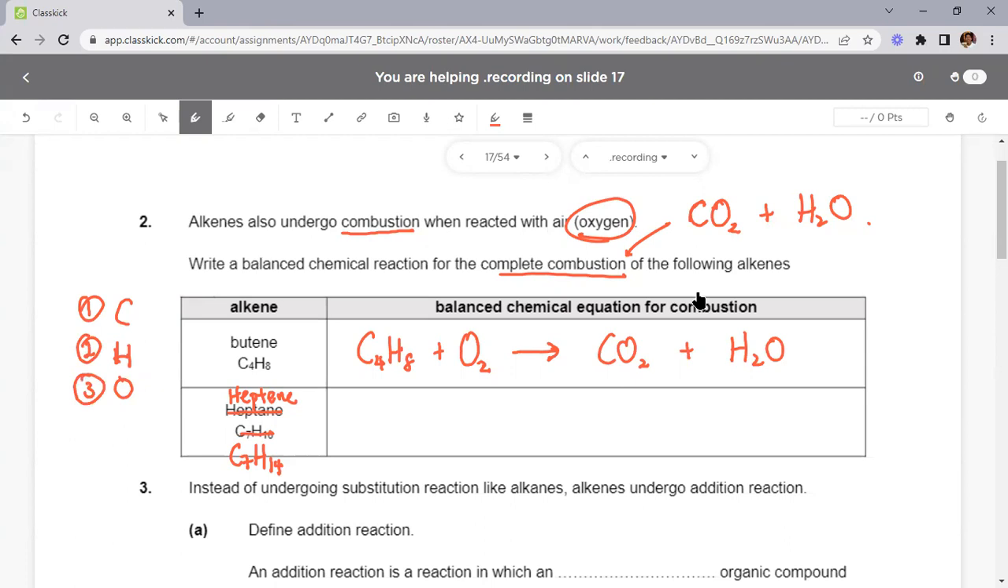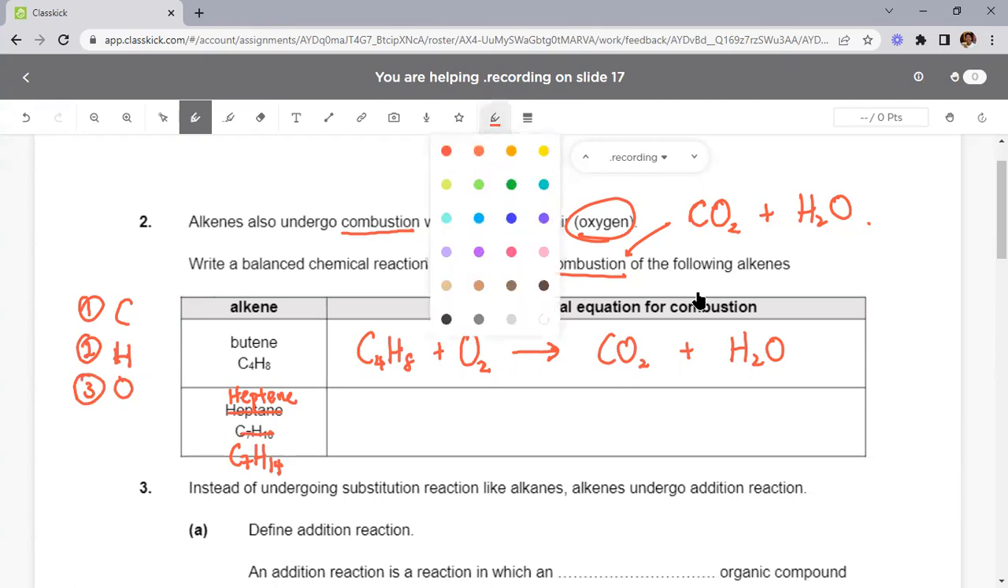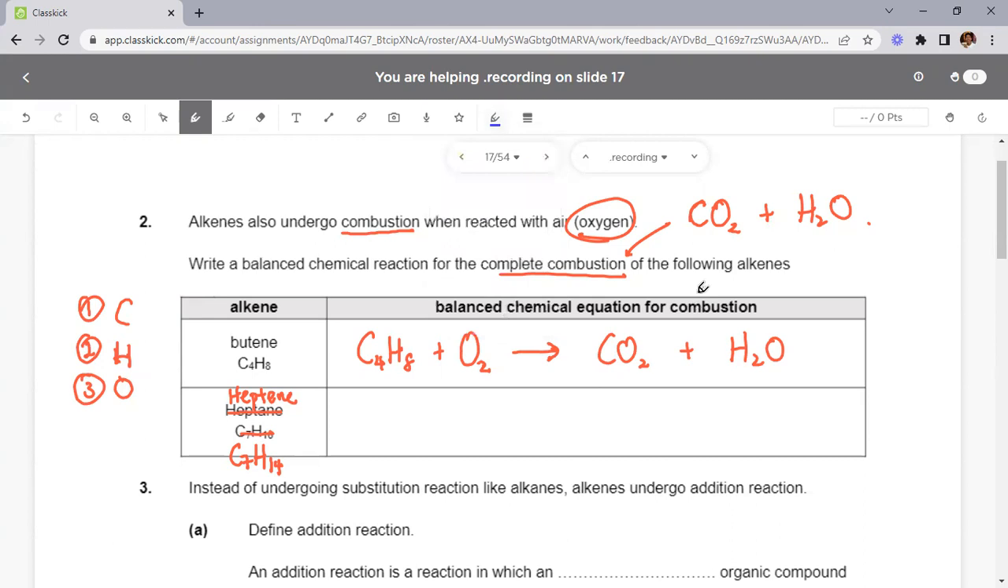So I'm going to show you how to do it. I'm going to use blue to indicate the balancing. I've got 4 carbons on the left-hand side, so for CO2 I'm going to put a 4 over here, because the only way to increase the number of carbons on the right-hand side is through the carbon dioxide. Next, I've got 8 hydrogens. The only way to increase hydrogen on the right-hand side is to change the water, so I'm going to put a 4 here. This will help me balance my carbon and my hydrogen. Then the last step is to balance the oxygen. I've got 4 CO2, so 8 oxygens here, plus another 4 from the water on the right-hand side. So total 12. So I need to put a 6 over here.